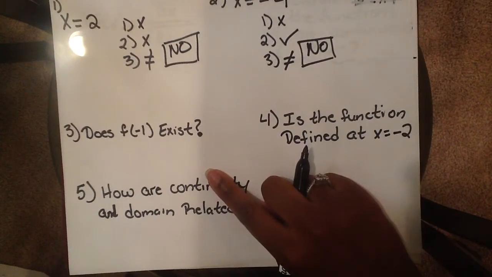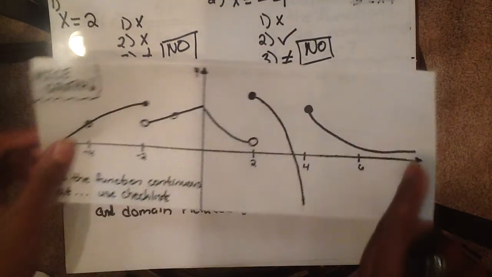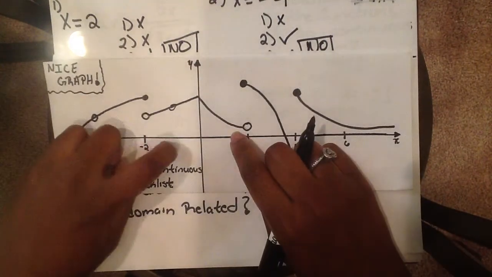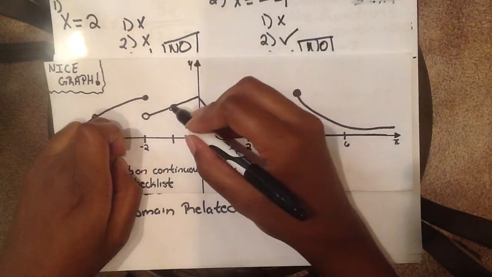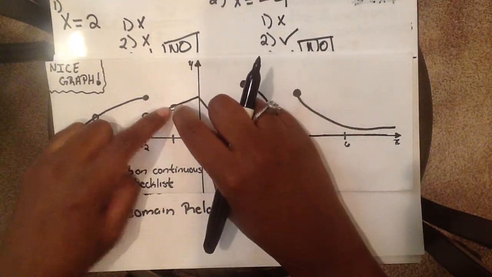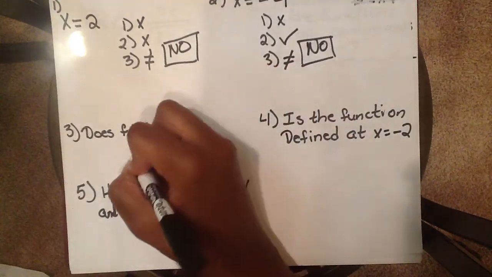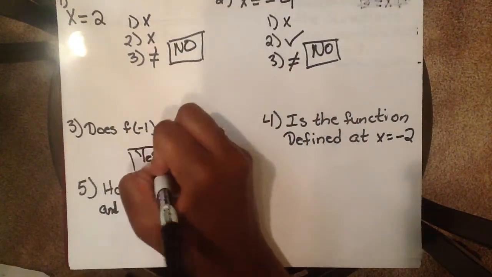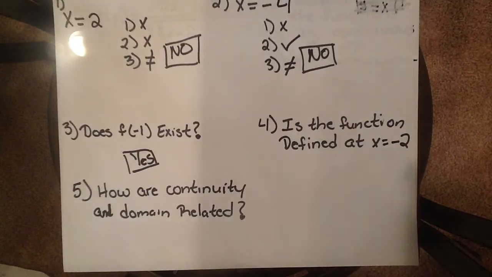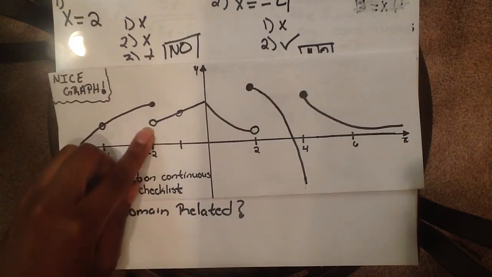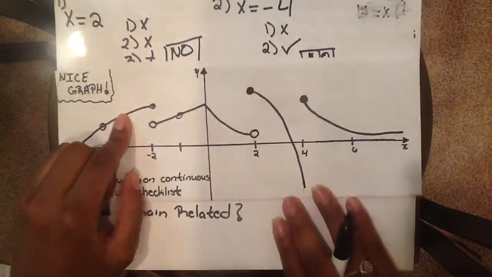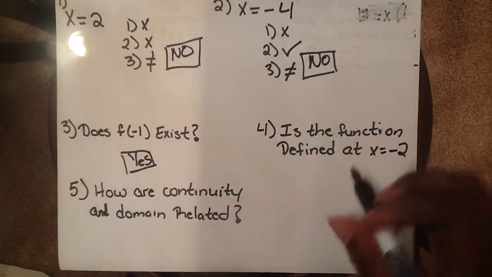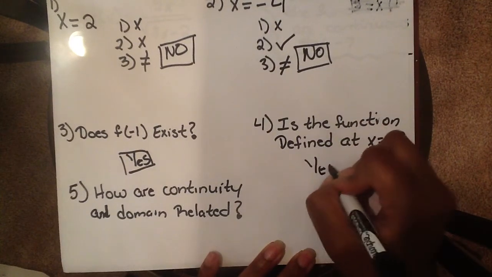For number 3, we're asked, does f of -1 exist? I guess -1 would be somewhere around here. And yes, there's a value here for the graph. So yes, f of -1 does exist. For number 4, we're asked, is the function defined at x equals -2? First we have an open circle here, but there's a closed circle, so the function is defined at x equals -2. So yes, the function is defined.